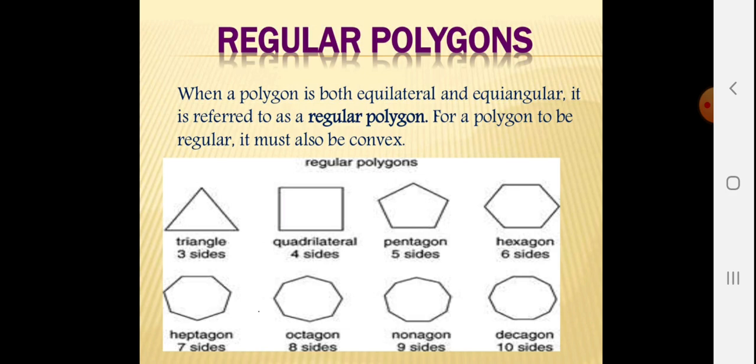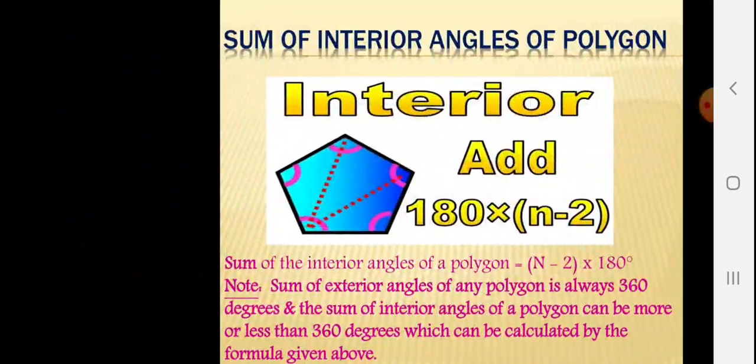Regular polygons. When a polygon is both equilateral and equiangular, it is referred to as a regular polygon. For a polygon to be regular, it must be a convex polygon. You can see the figures of regular polygons given below.